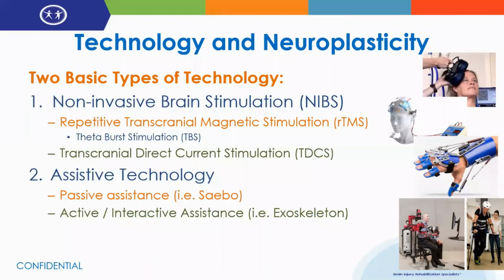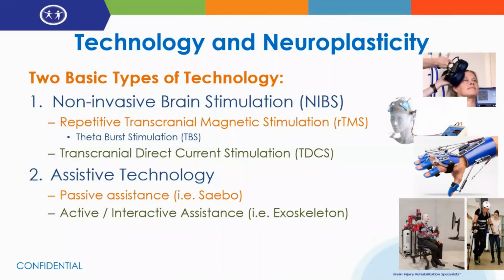All right, kind of moving into the home stretch as we talk about neuroplasticity. And I'm moving into this topic of technology. When we talk about technology and rehabilitation, or technology and neuroplasticity, there really are two basic types. You have what's called non-invasive brain stimulation devices, which are really designed to change the potentiation of the nerve cells themselves.